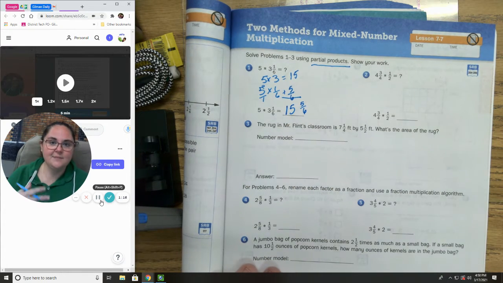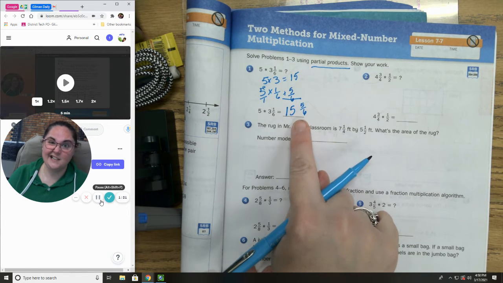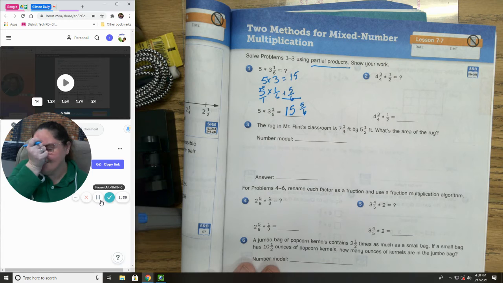Now, as much as I don't like partial products, that was pretty easy, right? So sometimes partial products will be an easier way for you to do things, and sometimes it won't. It's always a good idea to know how to do it because it can help you check your work, right?